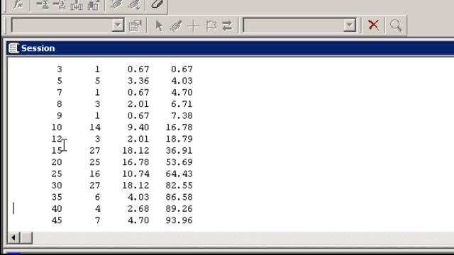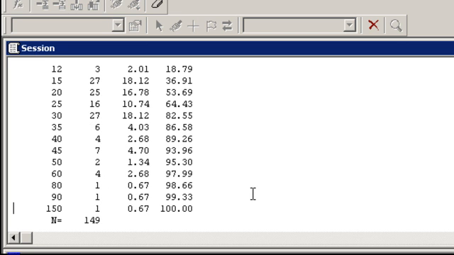Now if we look at 15 minutes, there were 27 people who had a 15-minute commute to Cincinnati State. Now that equals out to about 18%. And if we look at 30-minute commute, again that's 27, which is 18%. The longest commute was 150 minutes, and that was one student.